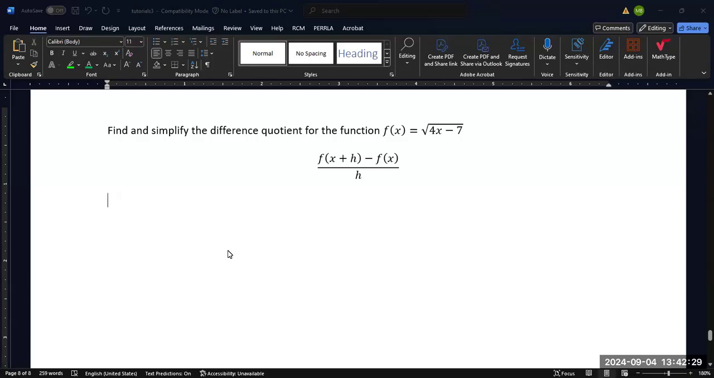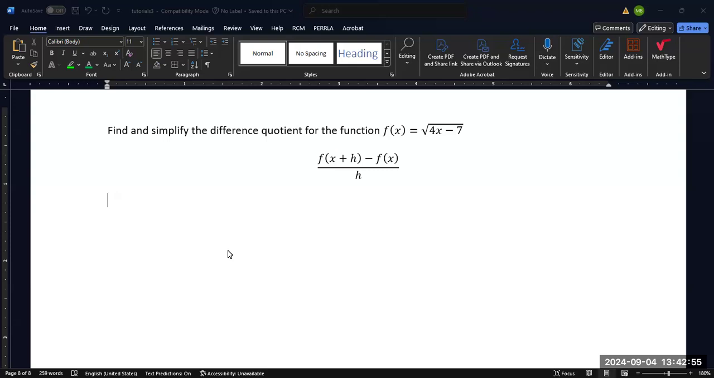All right, so in this video, we're going to walk through an example of finding and simplifying the difference quotient for a function that has a radical in it. Now, the cube root examples are a little bit more complicated than the square root examples. You rarely get asked to do cube root examples, but we're going to stick with the square root example here.